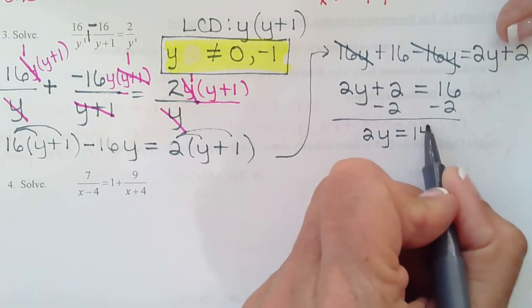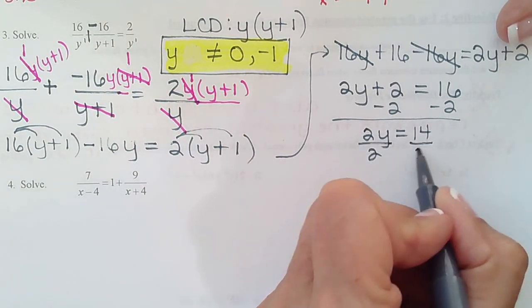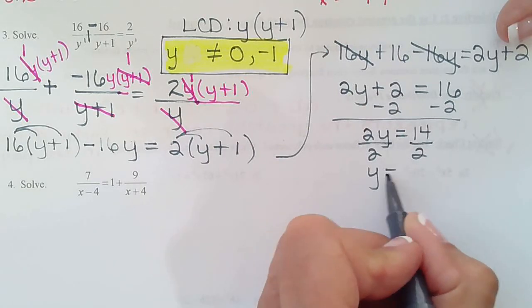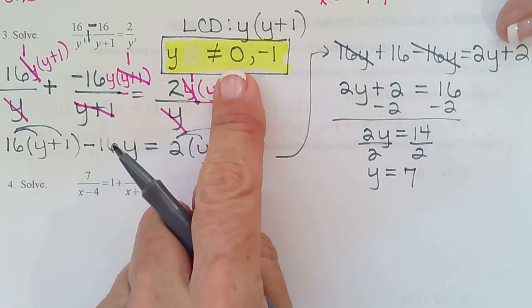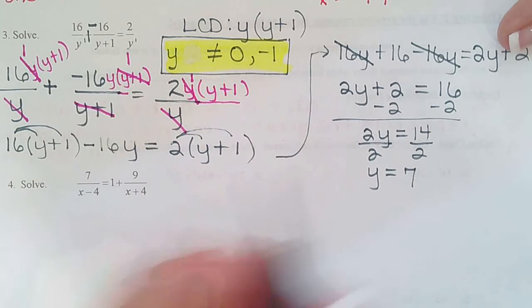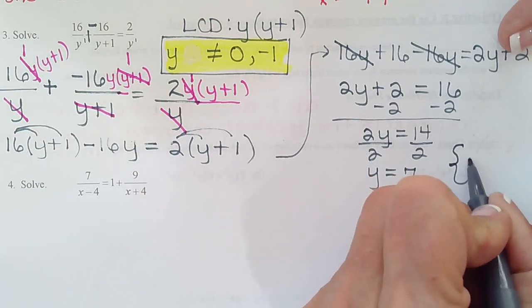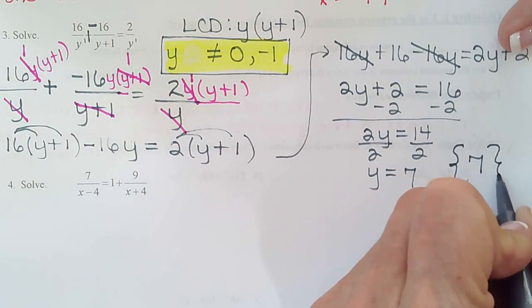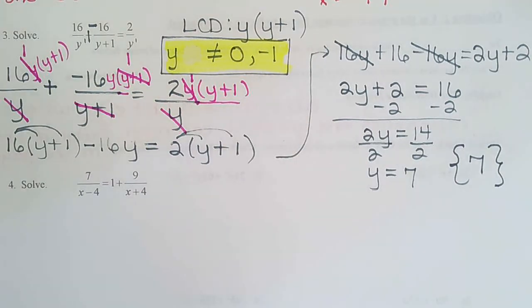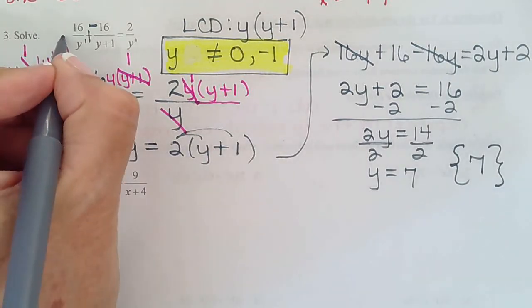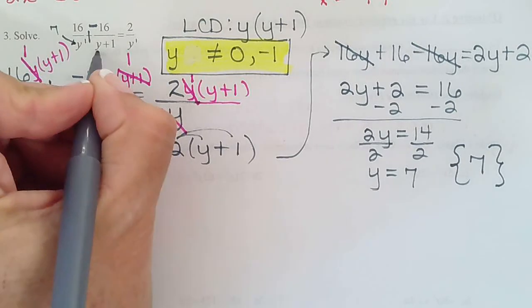So then we get 2y equals 14. Y is 7. We look up and go, yay, not in the restriction box. So then we go over here and write it as a solution set. Should we practice checking this one since we have an extra minute here at the end? So put 7 in for all of our y's.